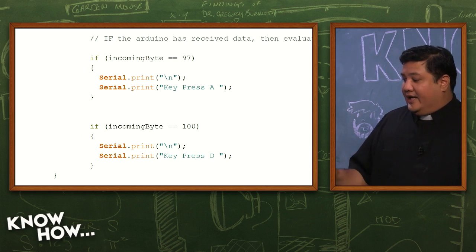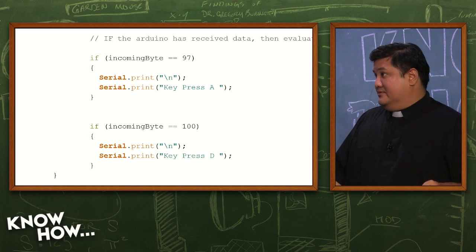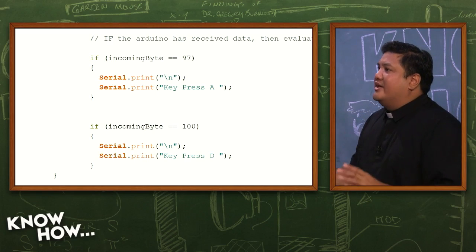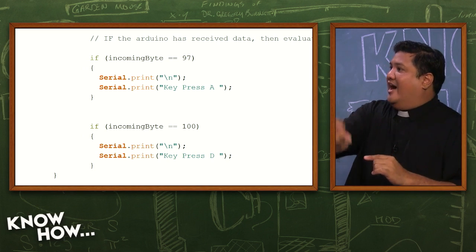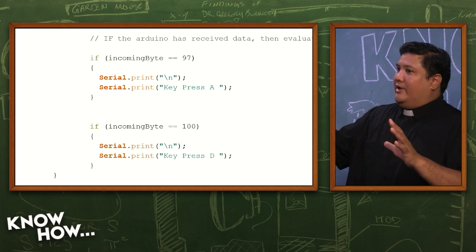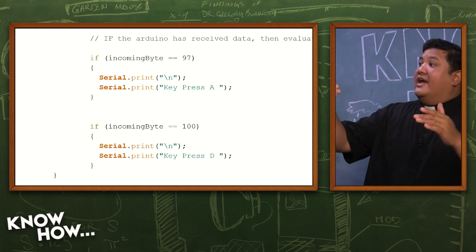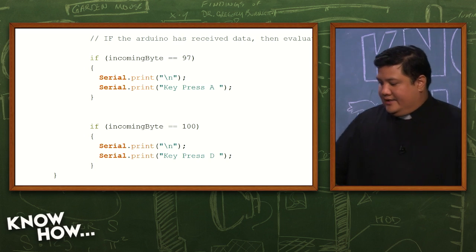A or D. And A is 97, and D is 100. Because if you hit any other key, it'll be a different number and it won't do anything. These are the only two conditions. So these are what are called nested if statements. These if statements are nested inside of that top if statement. So what I'm asking is, if there's data, and then if that data meets this. You're parsing it down.